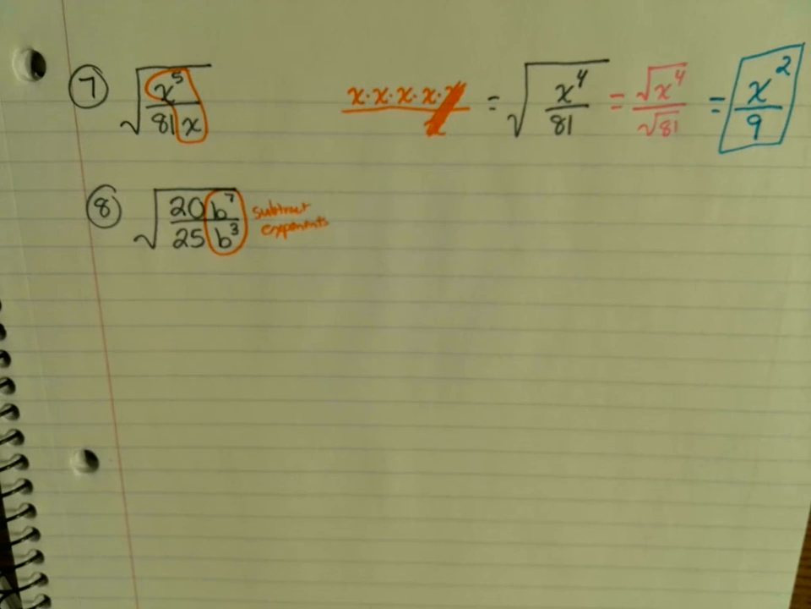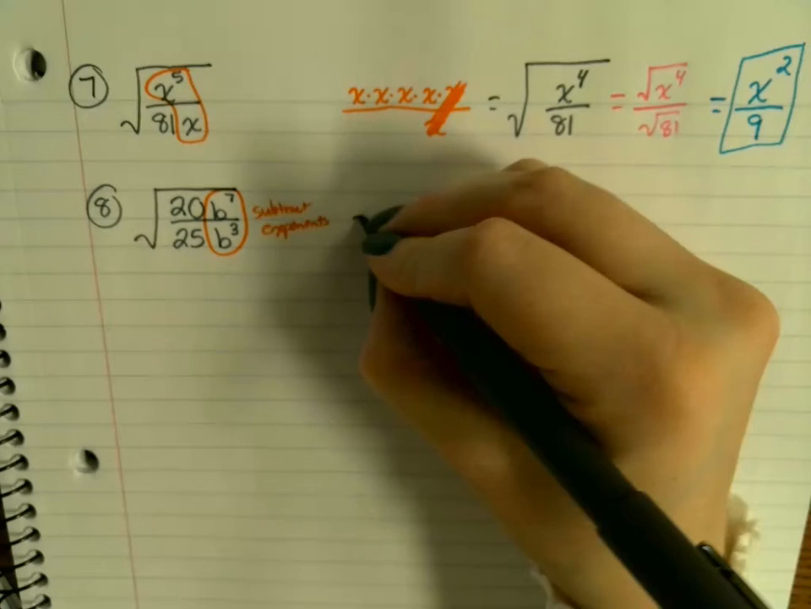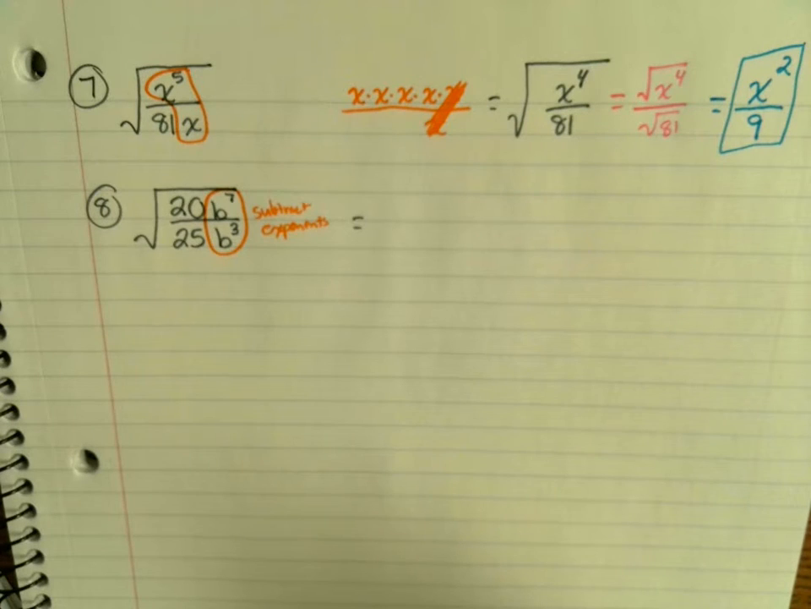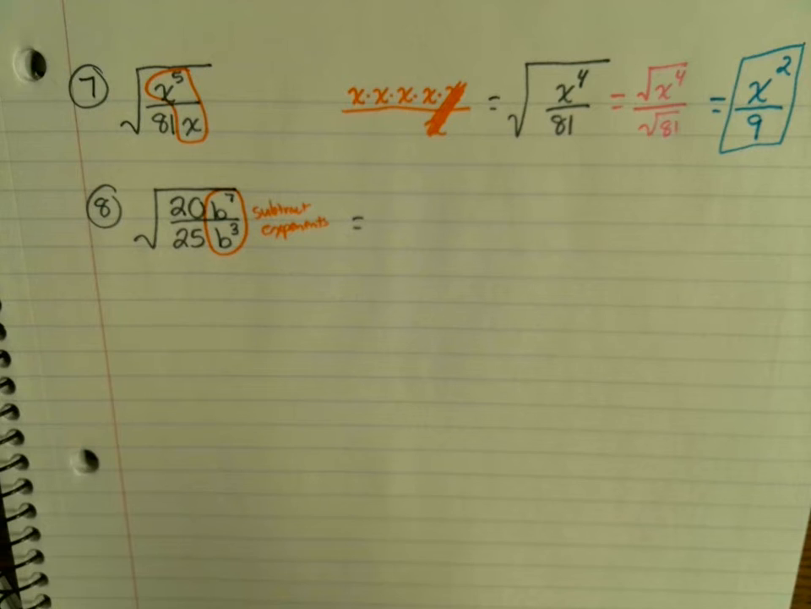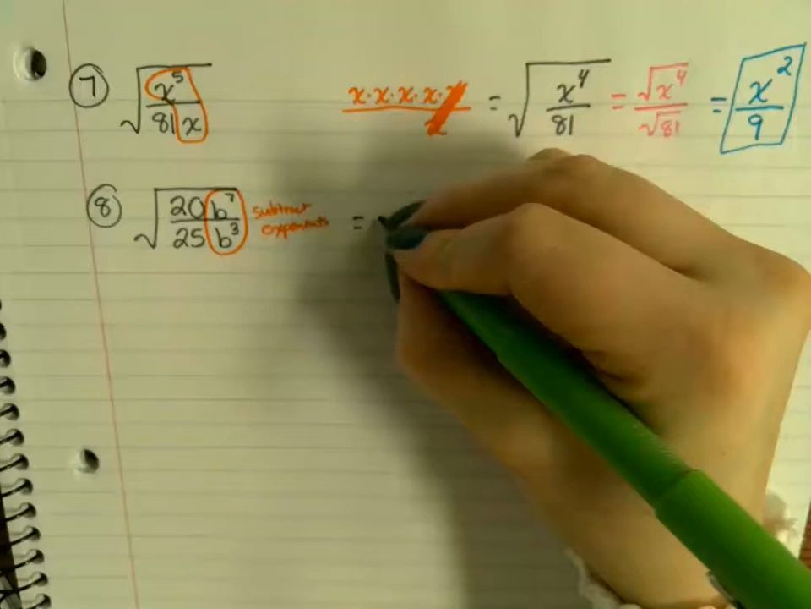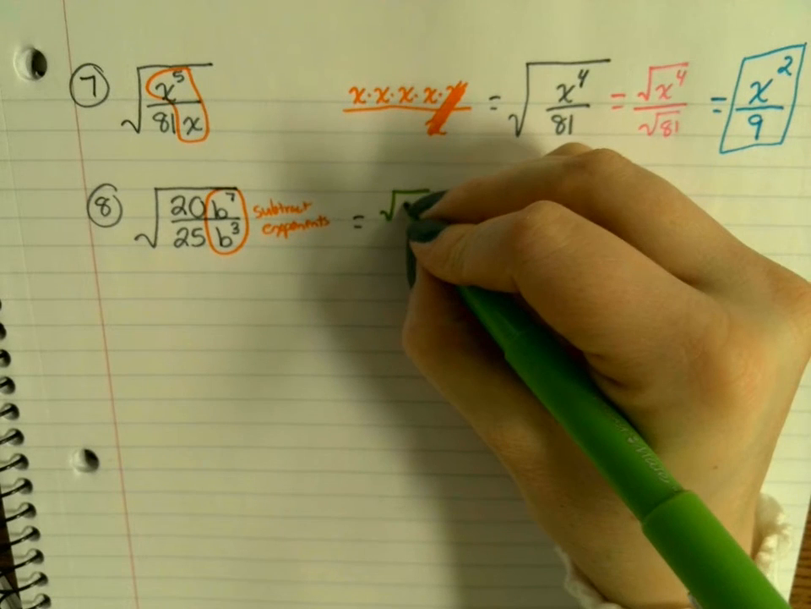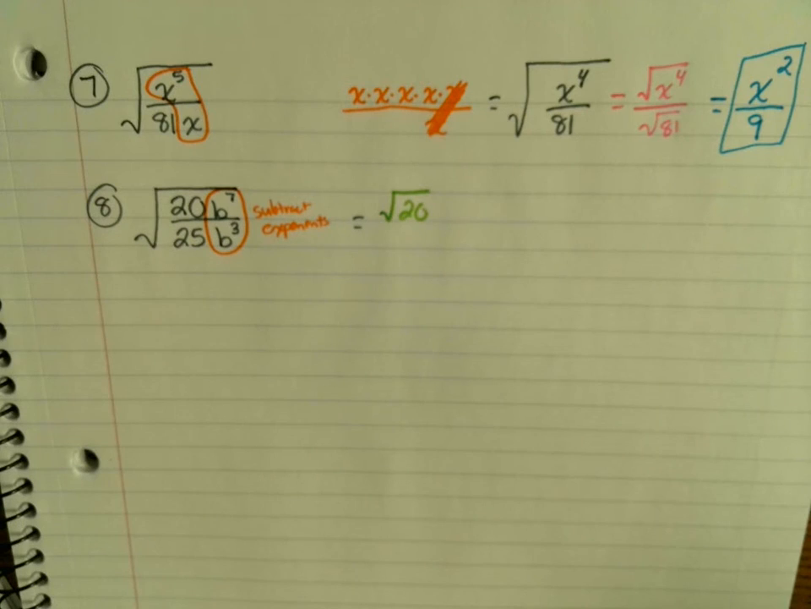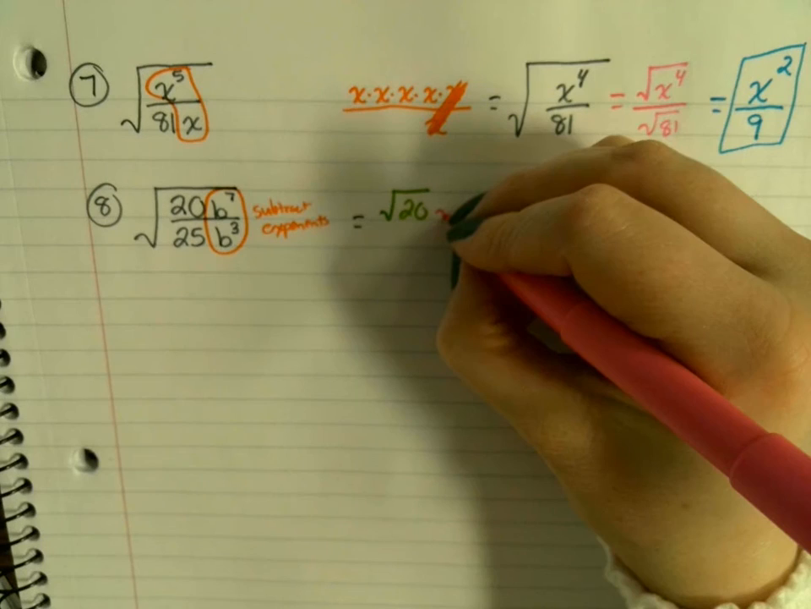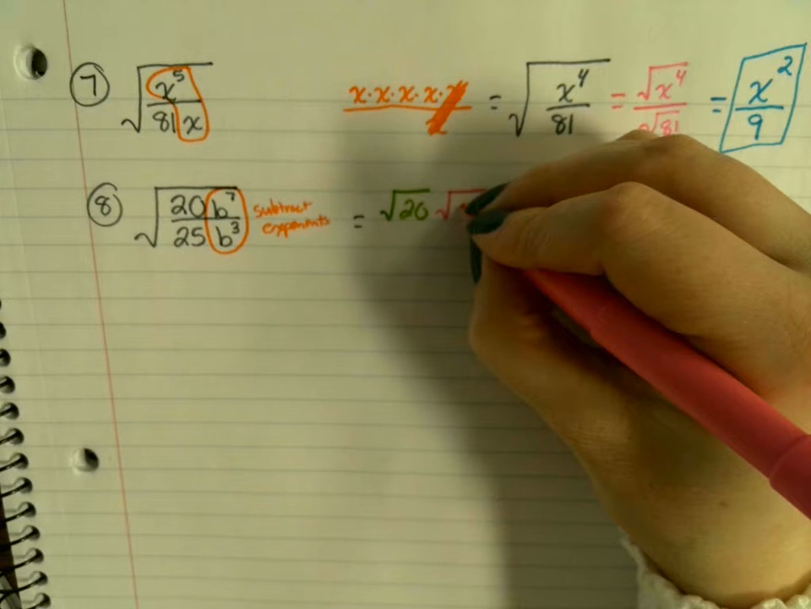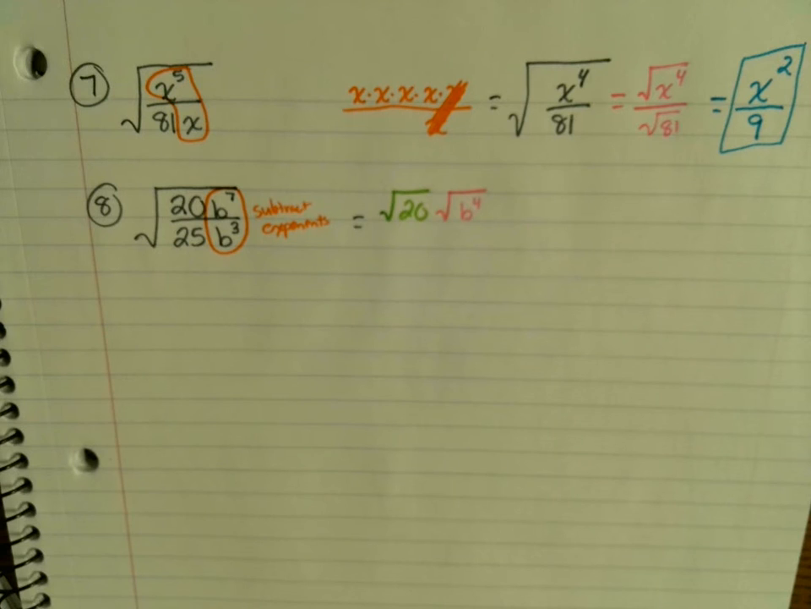So that's going to leave me with a new problem of the square root of 20, which is not perfect. And then square root of b to the 4th, which is perfect, on the top. And then on the bottom, I'm going to be left with square root of 25, which is perfect.